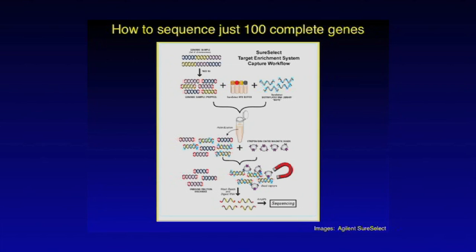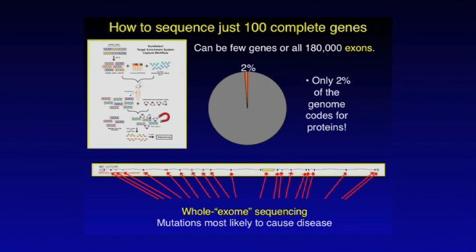So they make some kinds of probes that have a similar DNA sequence to the things they're interested in. You can chop up the DNA into little pieces and mix it with these probes in a certain way so that the probes just pull out these pieces that you're interested in, and the rest of it you don't need to look at. And that's how they look at just 100 genes and sequence just 100 genes out of the 26,000 genes that we have. They can also look at all 180,000 exons.